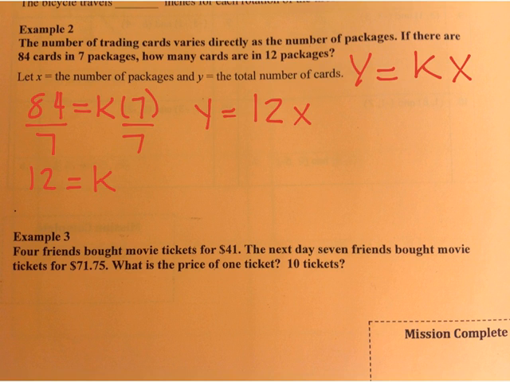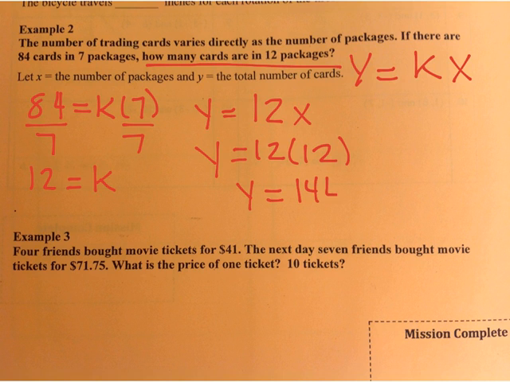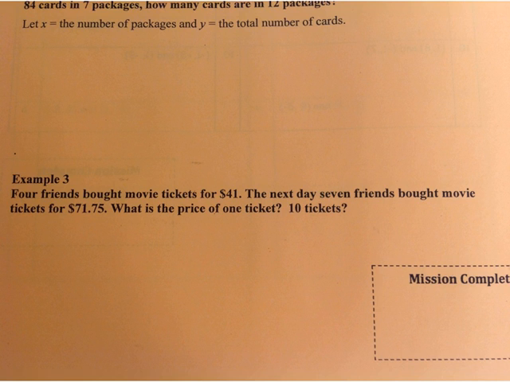So this means that for any one package, there are 12 cards. So our question asks us how many cards are there in 12 packages. In this case, all we need to do is plug in 12 for x to solve for y. So 12 times 12 is 144. So y equals 144, meaning that there are 144 cards in 12 packages.